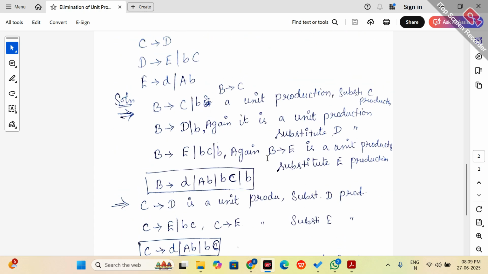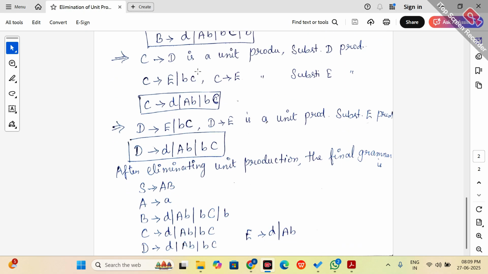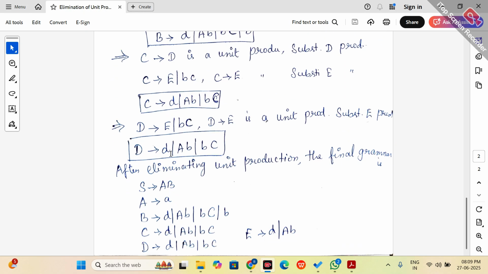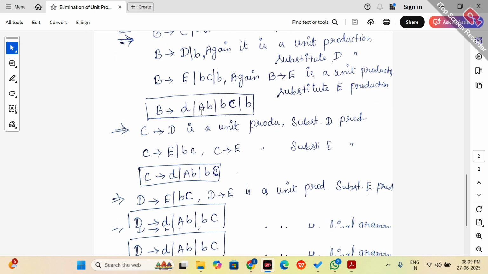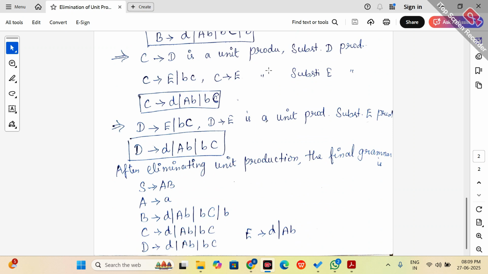And the last one is D tends to E and D tends to bC. It is a combination of variable and terminal, so no issues here. But here T tends to E, it is a unit production. We are replacing this E by these two productions, d, aB, bC, for the D production. And for E, there is no unit production. So after eliminating all unit productions, this is the final grammar.